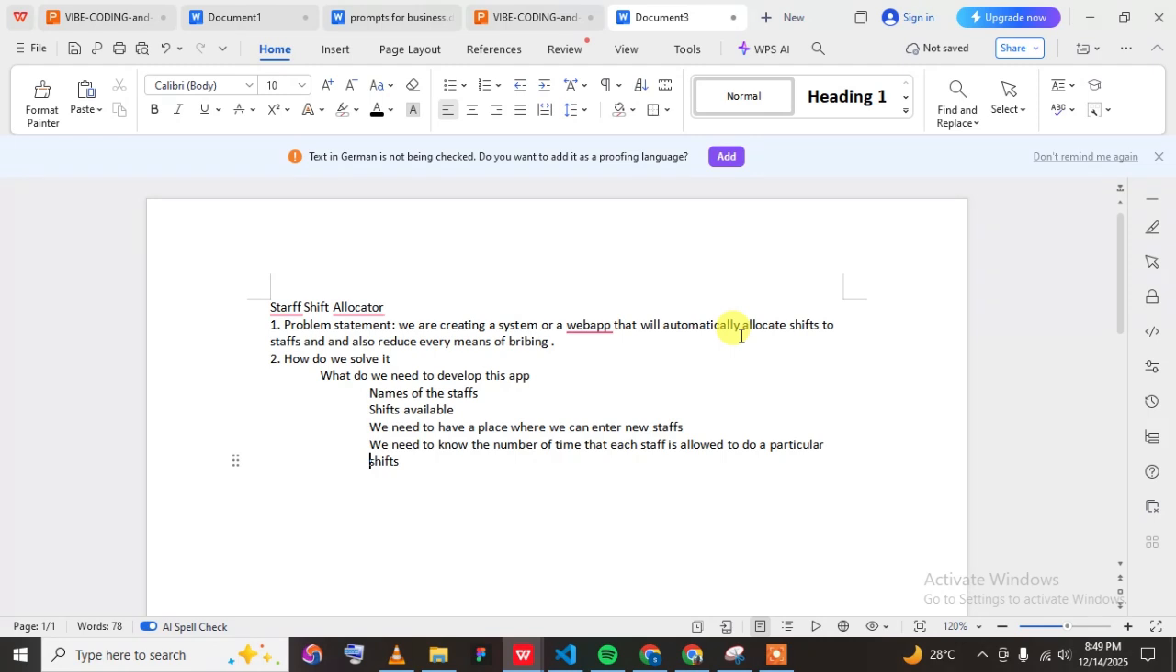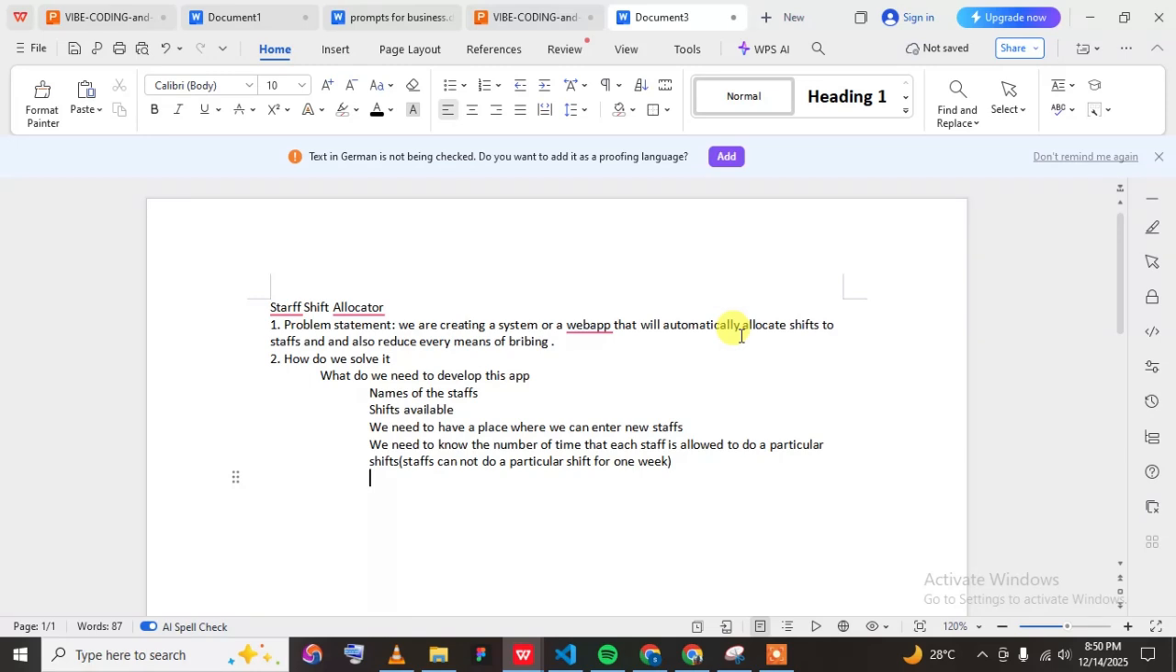And after we know that, what we are trying to do is, staffs cannot do a particular shift for one week. So I'm just putting it so that it will guide me. Okay, we are still thinking. Staff cannot do a particular shift.